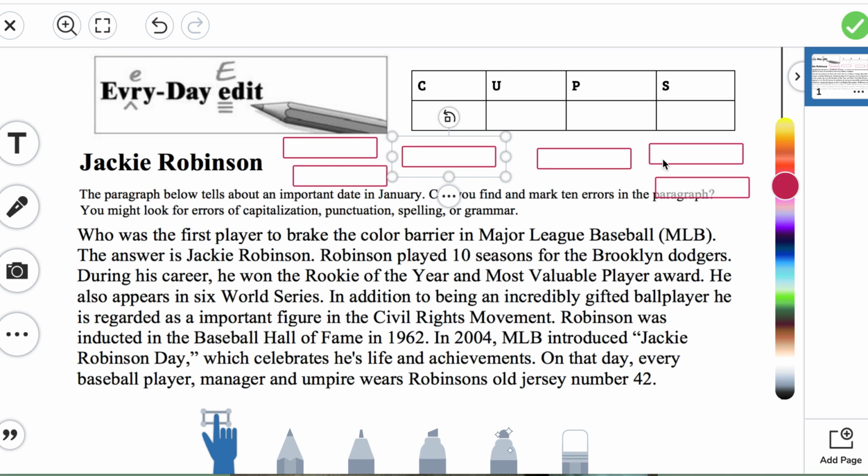Make sure that you follow along with me. When you're done, click the green arrow. You know what to do. Before we fix the 10 errors, we have to read it.